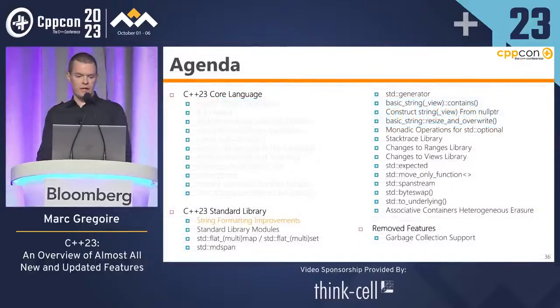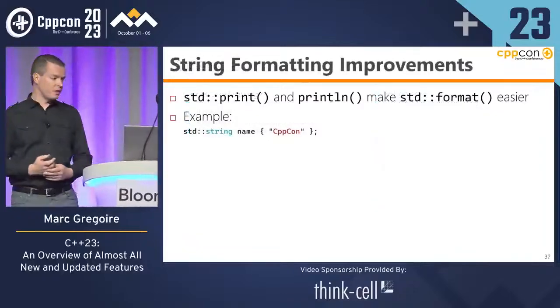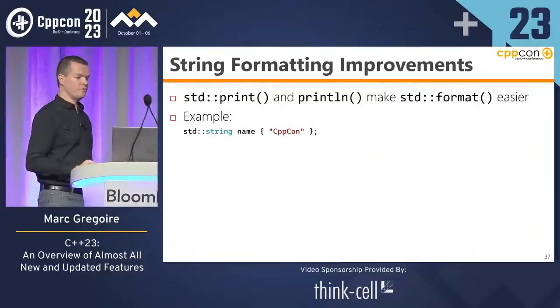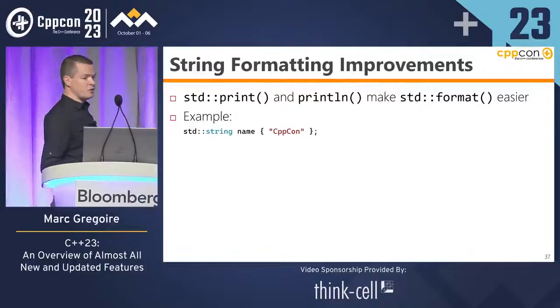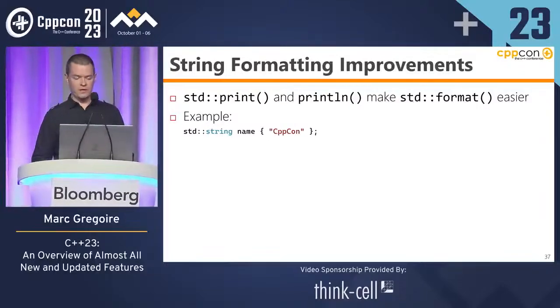So that's it for the core language features. Let's have a look at the standard library ones. First one is a bunch of improvements to string formatting. C++20 brought us std::format, which makes it much easier to format strings.